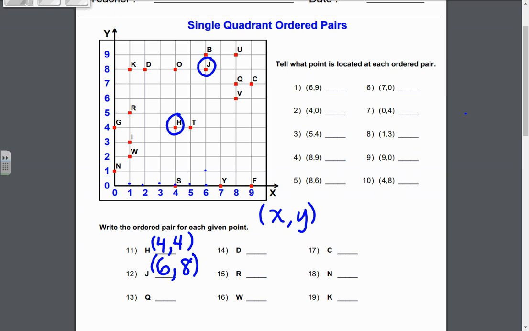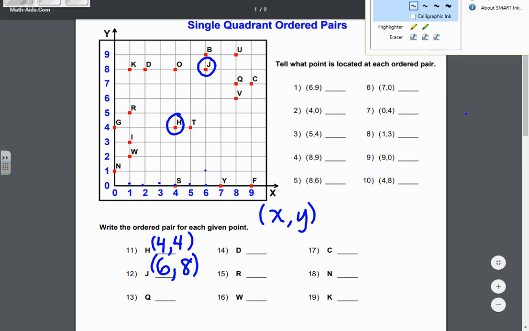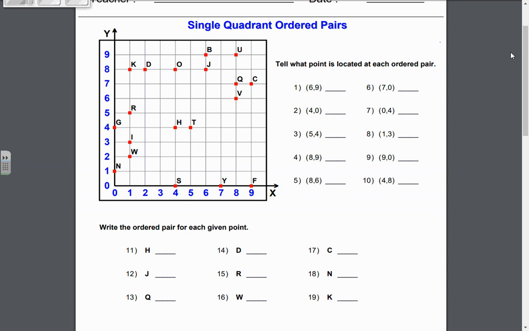All right, let me clear my ink. And we're going to continue. All right. So again, for H, we had 4, 4. For J, we had 6, 8. And let's look at Q. Letter Q is found right here. So for Q, how far are we going to go over? We're going to go over 8, and then we're going to go up. How many? And look across, just 7.